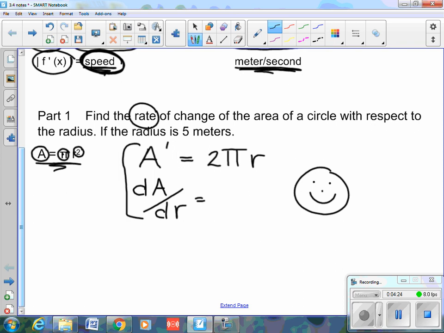Okay, well, we got to finish this. So they want to know what's the rate of change of the area of a circle with respect to the radius. If the radius is 5 centimeters, can't you just put 5 in place of r? And you don't have to solve it. You can just leave it as 10 pi. So we see how we got 10 pi? We just put 5 in for r. Multiplied it by 2. 10 pi.